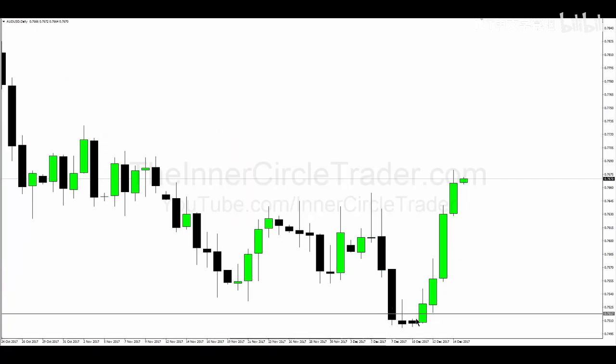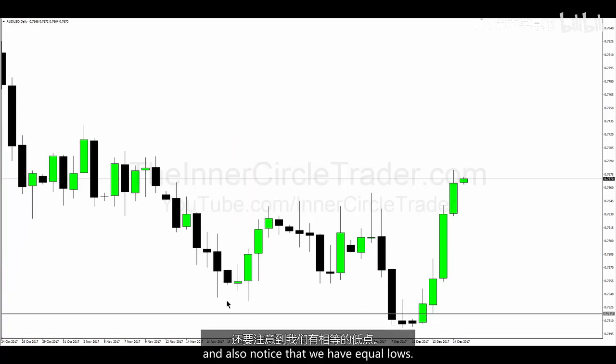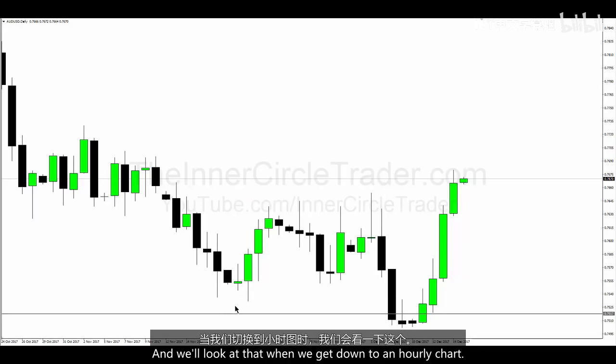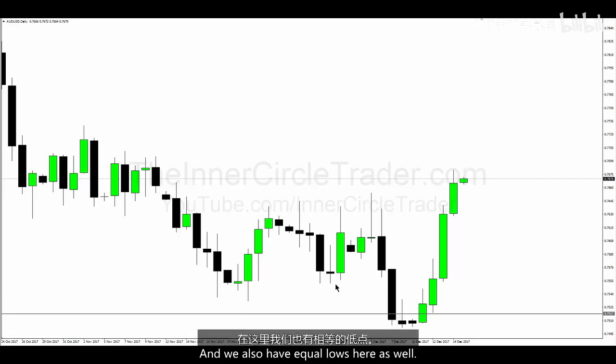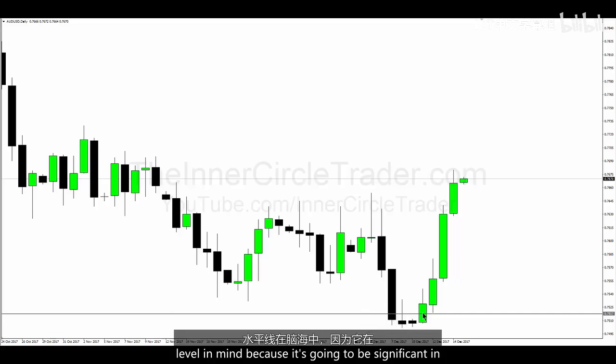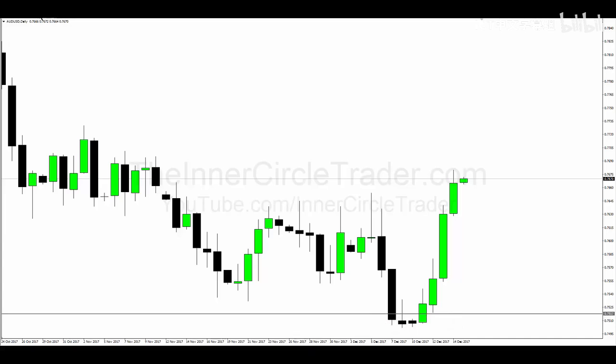Okay, so we have our level here. And also notice that we have equal lows. Okay, so we have equal lows here on the daily, and we'll look at that when we get down to an hourly chart. And we also have equal lows here as well. So we'll reference both of those liquidity pools, but we want to keep this level in mind because it's going to be significant in a couple minutes.